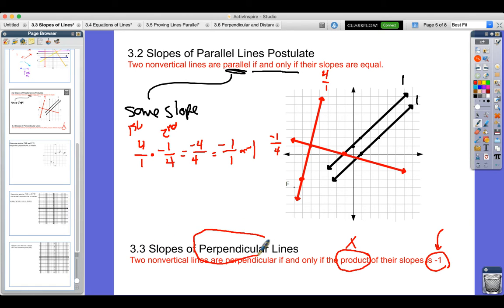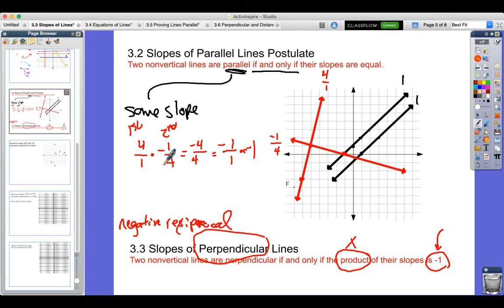So perpendicular lines, their slopes are negative reciprocal. Reciprocal. Wow. I just had a little brain aneurysm trying to spell reciprocal. I don't know why. Reciprocal. My gosh. Negative reciprocals. Reciprocals. It's a C. My gosh.